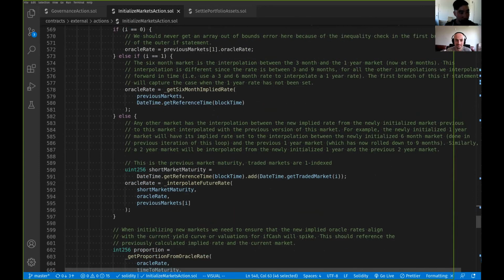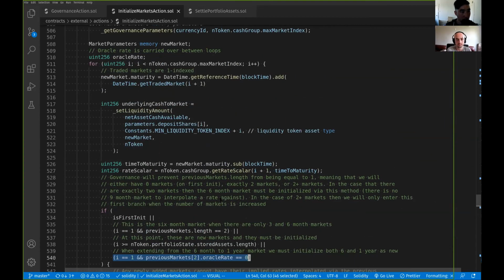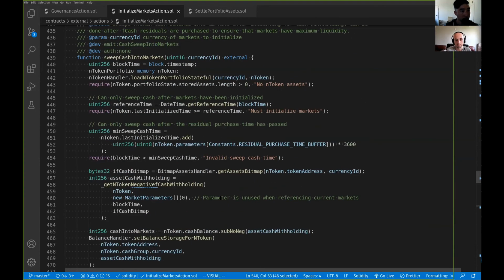So what we're doing in these two branches here is we are calling two methods that work quite similarly. What they're doing is they're interpolating the rates. So they're doing a linear interpolation between these sets of rates. And we can take a look at that code quickly here.